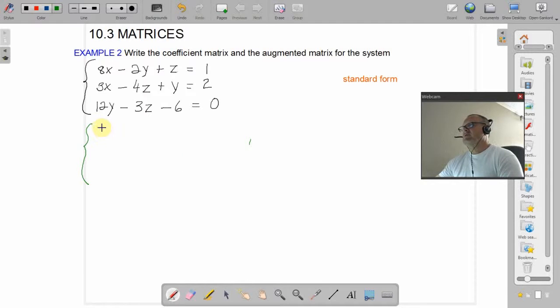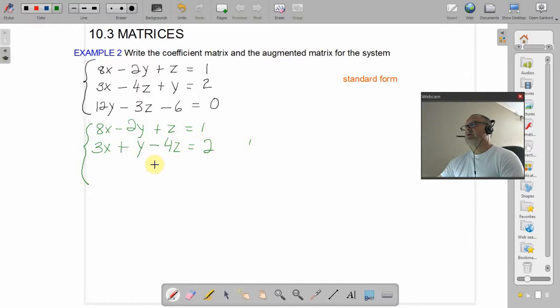So the first one is already in standard form, so 8x minus 2y plus z equals 1. The second one, two of the terms are out of place, so 3x is fine, and then y needs to be first, and then minus 4z equals 2.